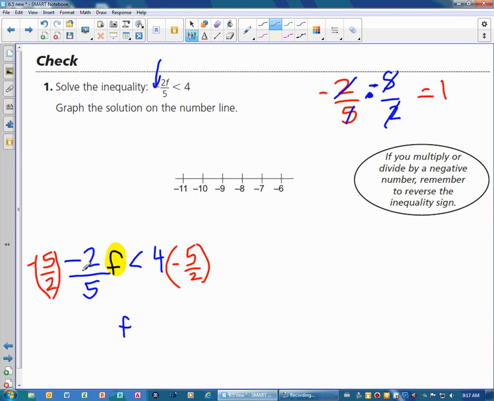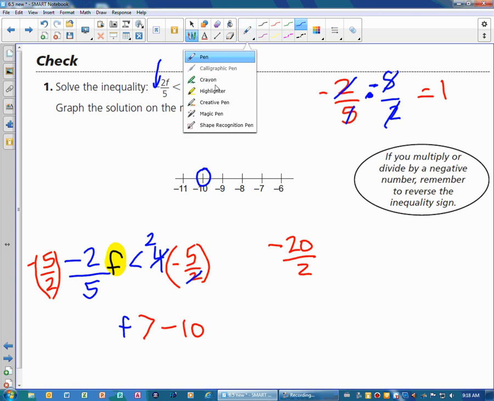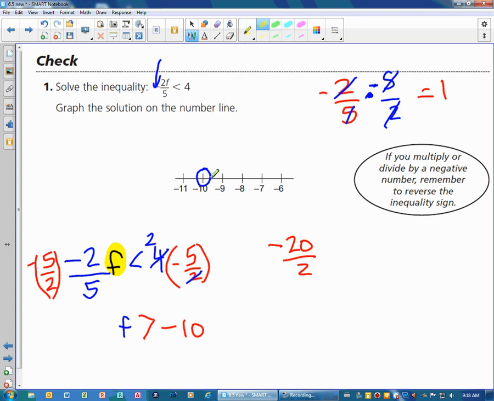I'm multiplying by a negative value, so my sign changes direction. Now here, there's two ways to think of it. I have 4 times negative 5, which is negative 20 over 2, which gives me negative 10. But the way that I think about it is this 2 cancels this 4, leaving a 2. 2 times negative 5 is negative 10. Back up to my number line, open circle on negative 10 because it's a greater than, and then my answer is F is greater than negative 10. So I am on the right side because this is where stuff is bigger than negative 10.